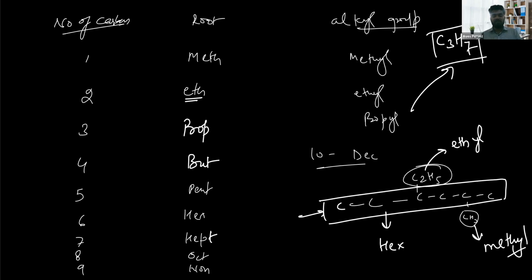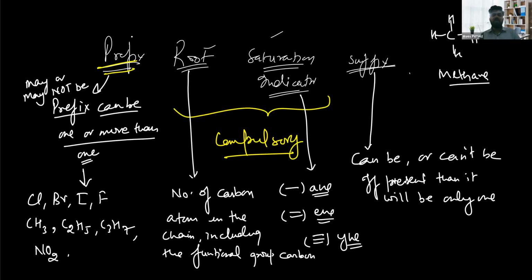Next is the saturation indicator. If we have a double bond between carbon atoms, then we will use ene. If we have a triple bond between any two carbon atoms, for example here, then we will use yne. And if we have a single bond, then we will use ane. Got it? The saturation indicator can be ane, ene, and yne. And for the suffix, if we have an alcohol group, then we will use ol. If we have a carboxylic group, then we will use oic acid.